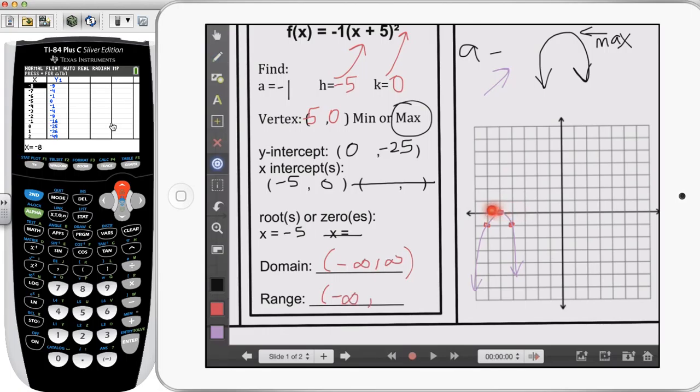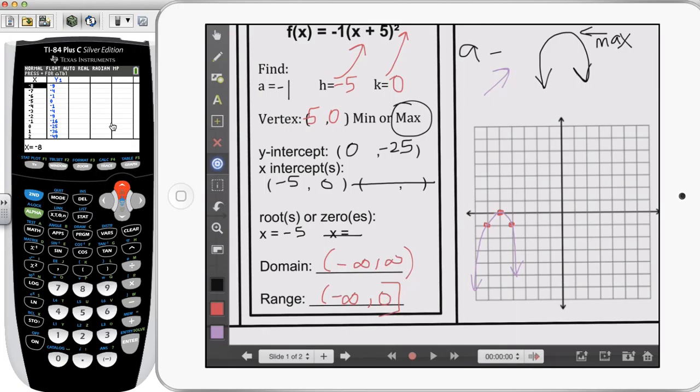So it reaches a maximum, and there's no part of the graph that goes above that. So my range goes all the way to the y of the vertex, which in this case is 0. So the range is from -infinity to 0. Remember, you always look at the y of the vertex to get your range.